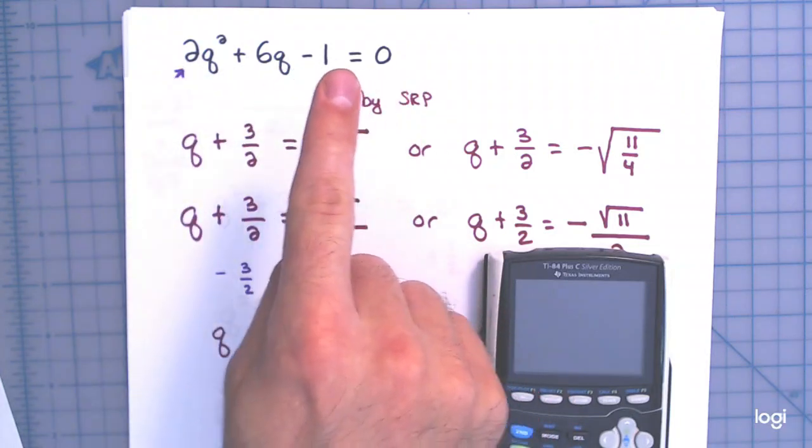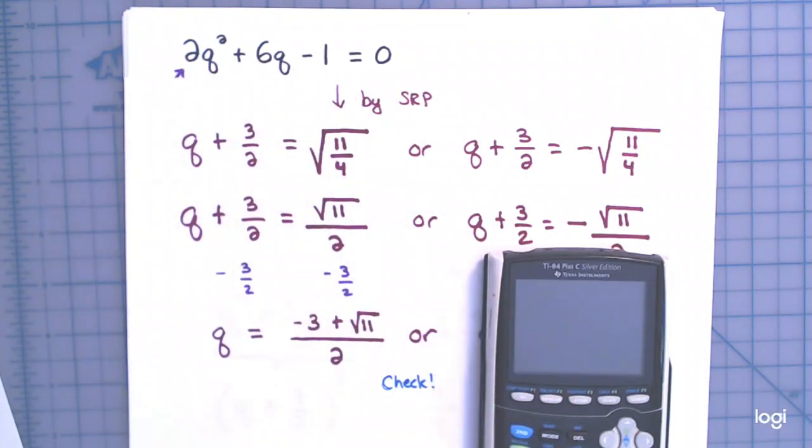Here's the way it originally looked: 2q squared plus 6q minus 1 equals 0. On my calculator, I'm going to enter this number. This is my graphing calculator, and I know a lot of other calculators do this as well. I take, in parentheses, the whole numerator, because it's got multiple terms, -3 plus the square root of 11, close parentheses, then divide that by 2.